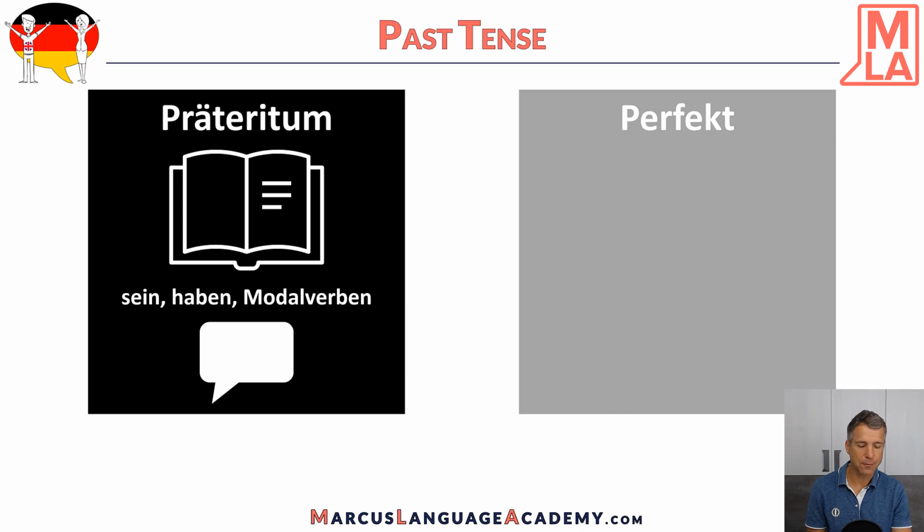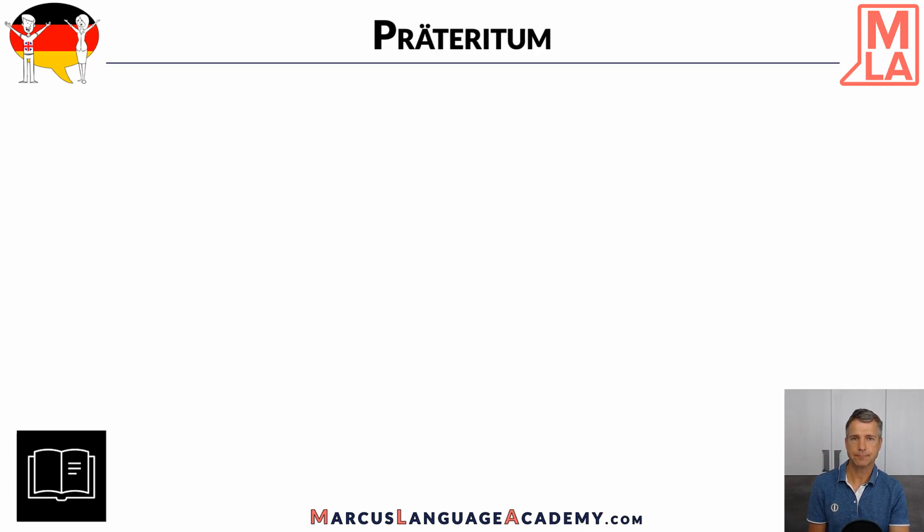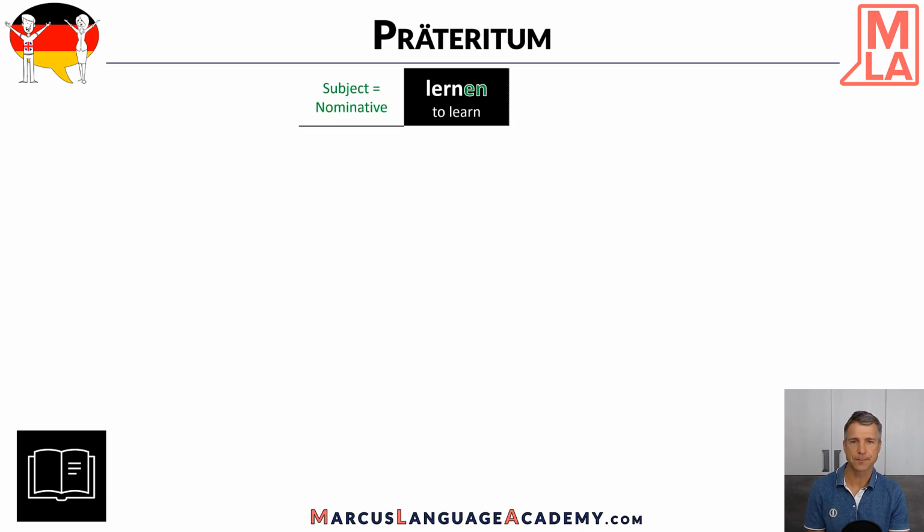And Perfekt we would use for all the other verbs when we speak, except sein, haben and modal verbs. Okay, so that's really important. Okay, so let's see how it works. Let's start with Präteritum for our written language.